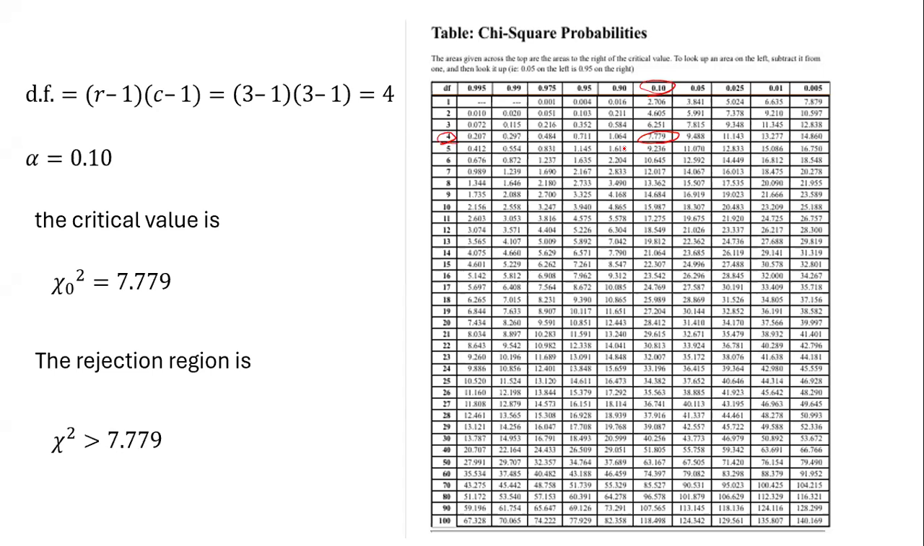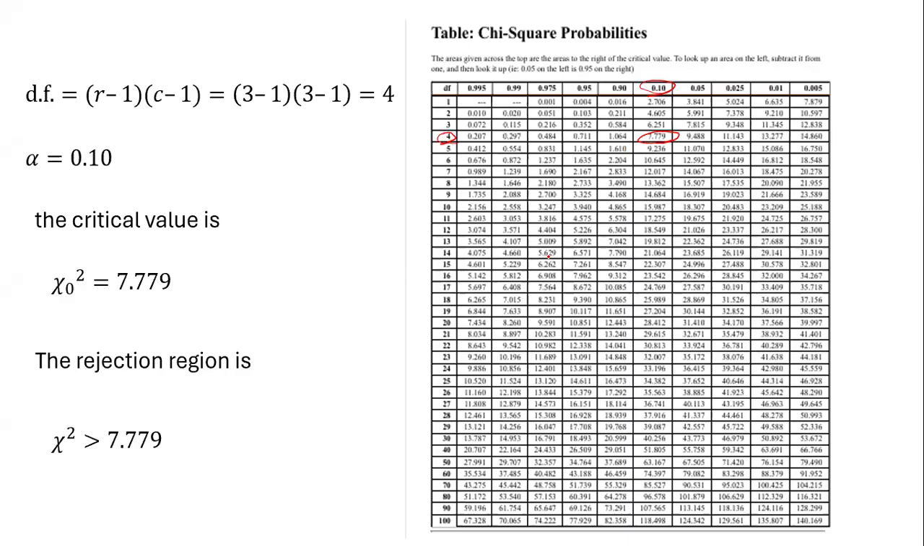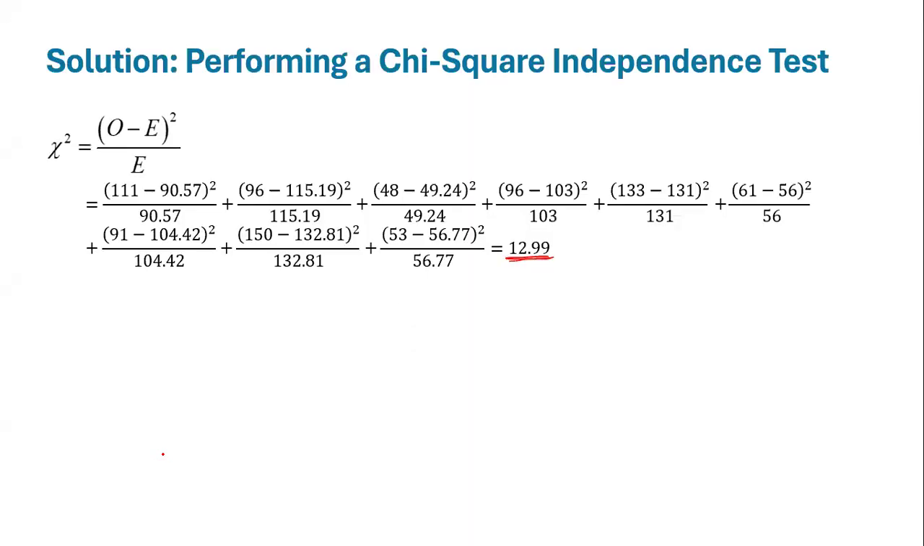Okay, now it's time to calculate the test statistic. Test statistic means subtract all of the expected from the observed, square, divided by the expected. If I do that and add all those numbers together, I get 12.99. Okay? Now, we said any number more than 7.7 must be rejected, and this number is more than 7.7. It means it's in the rejection region.